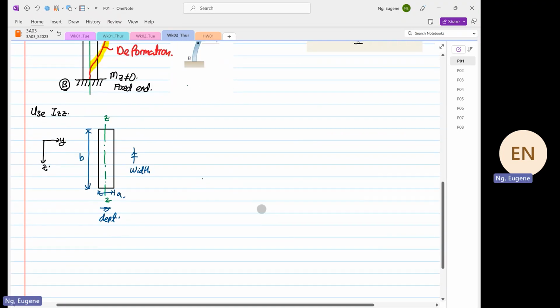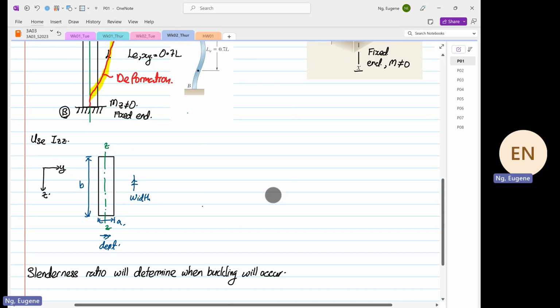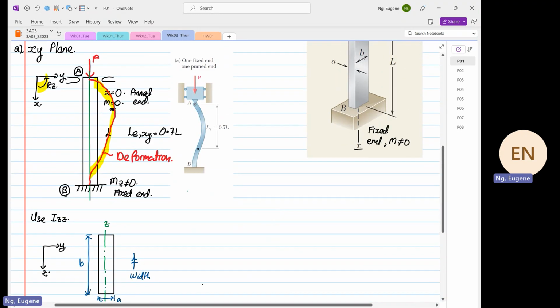Okay, so looking at how I'm approaching this problem, why are we doing this? We always know the slenderness ratio will determine when buckling will occur. So what we have just done is we have analyzed the structure in the XY plane.